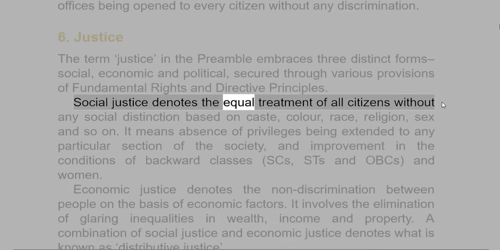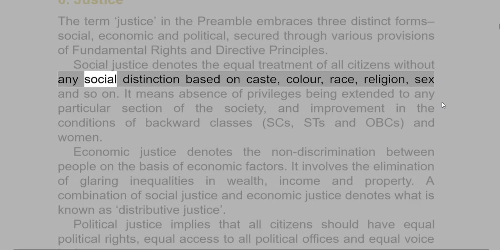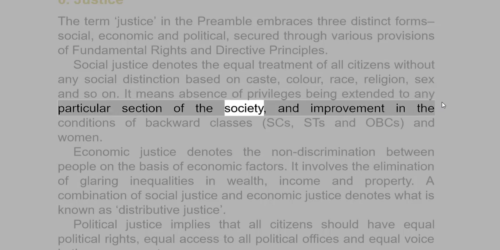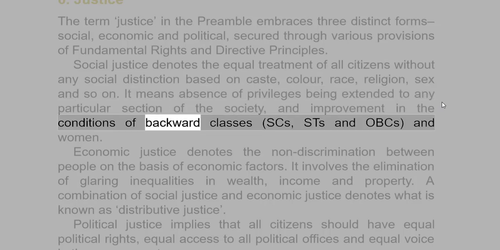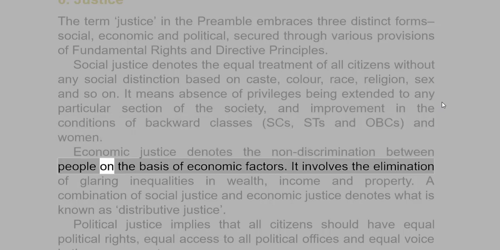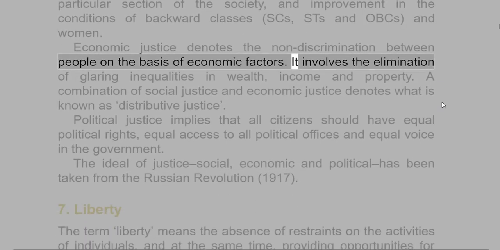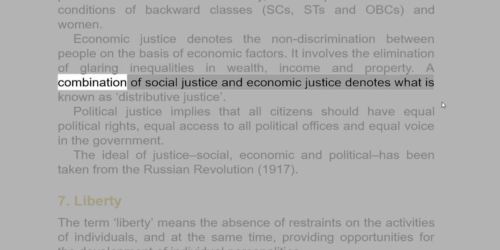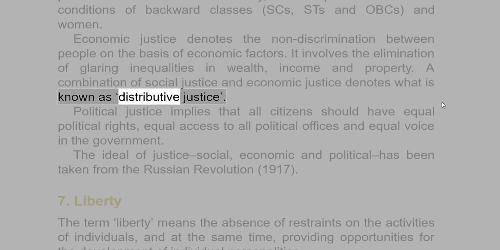Social justice denotes the equal treatment of all citizens without any social distinction based on caste, color, race, religion, sex and so on. It means absence of privileges being extended to any particular section of the society, and improvement in the conditions of backward classes, SCs, STs and OBCs, and women. Economic justice denotes the non-discrimination between people on the basis of economic factors. It involves the elimination of glaring inequalities in wealth, income and property. A combination of social justice and economic justice denotes what is known as distributive justice.